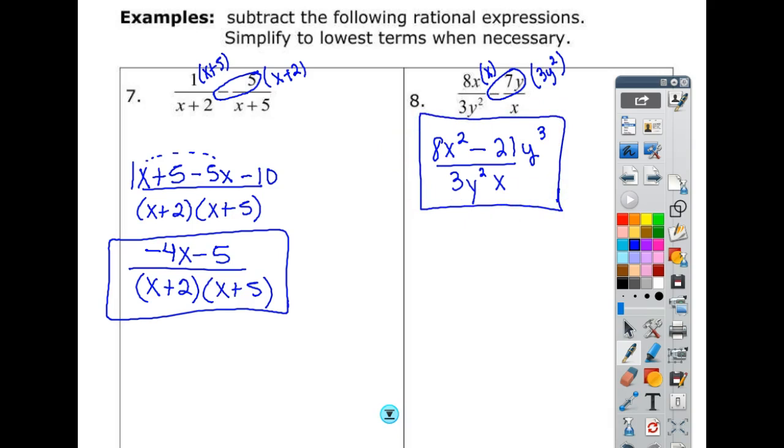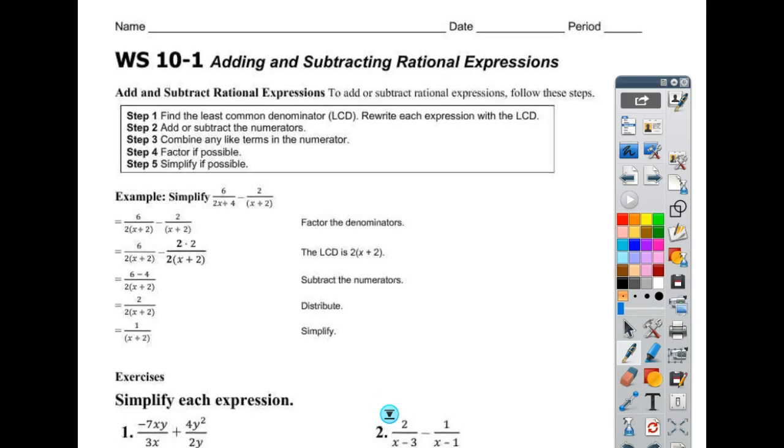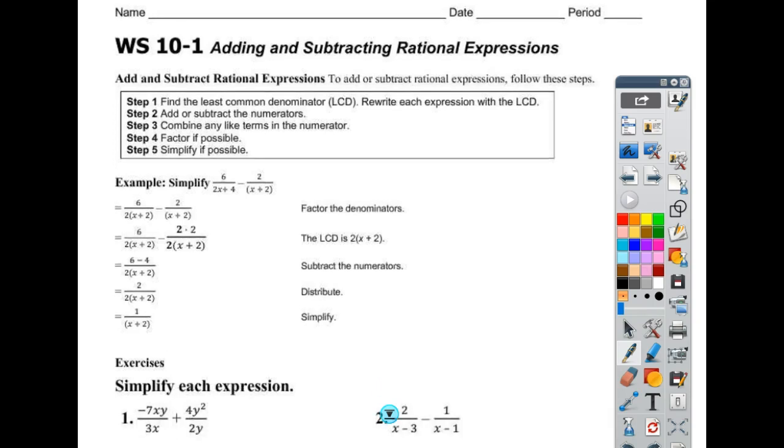Okay? Okay, so now let me pause the video for a second, if I can figure out how. And okay, so where did I put my pen? Here it is, right here. Okay, so this is the worksheet. So they give you a nice example. If you can follow along with that, that might help you.